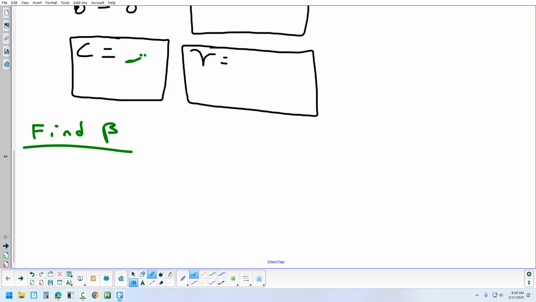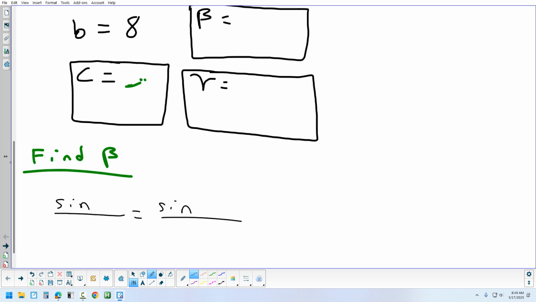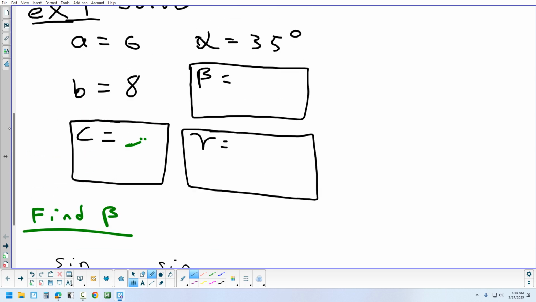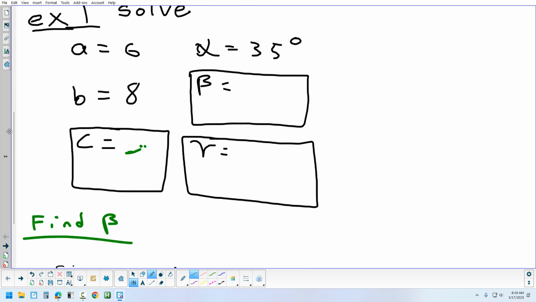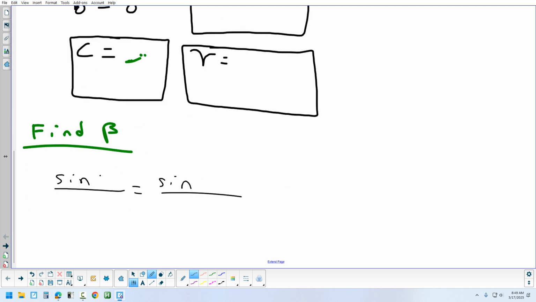Remember, when you set up law of sines, it always starts out just like that. And can someone remind me, what could I put on the left? Sine of what over what? Yep, sine 35 over 6. I usually put the known information on the left. You don't have to, you just need to put sine 35 over 6 somewhere.